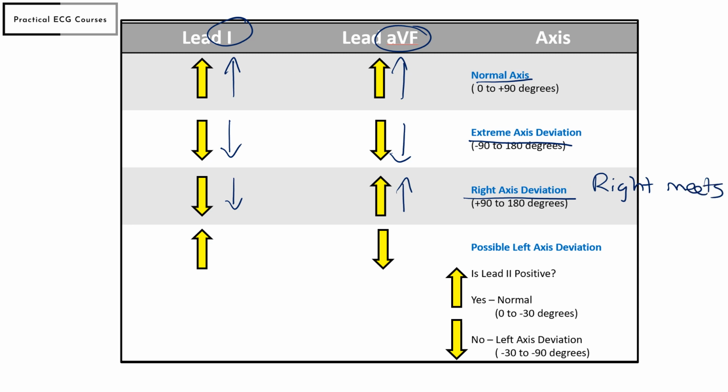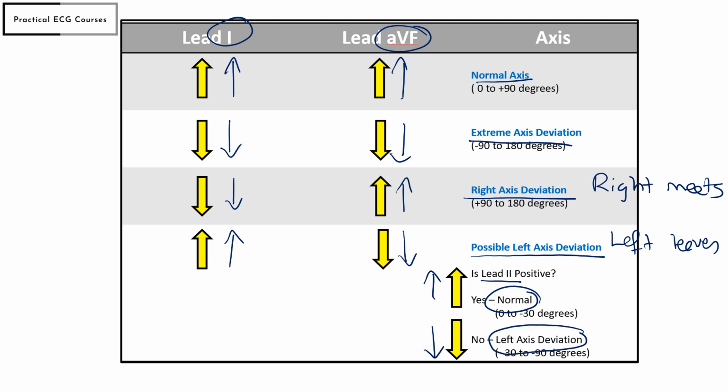Okay, and if the vectors are traveling away from each other, if lead 1 is predominantly positive and AVF is predominantly negative, then that puts you into the left upper quadrant, which is a possible left axis deviation. The mnemonic here is left leaves. Now, if you come to this situation where you have a positive in lead 1 and a negative in lead AVF, then look at the next step, that is lead 2. If that is also positive, then that's normal axis, and if lead 2 is also negative, then that is left axis deviation. I hope this is simple enough for you.